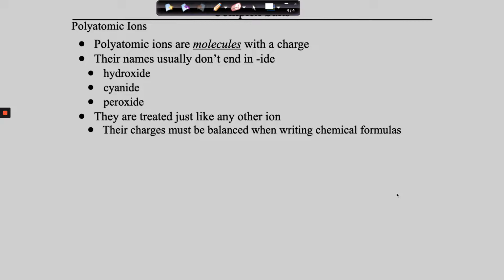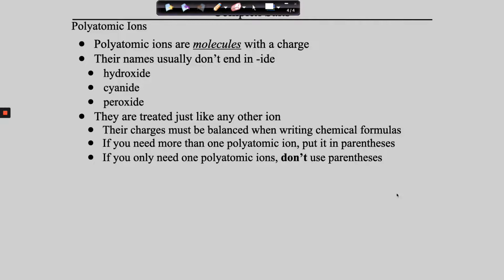When we write their formulas, we're still balancing charges. Guys, here's the deal. If you only have one, this is not going to mean anything to you, but I'll show you an example. If you have more than one polyatomic, you've got to put it in parentheses, and I'll show you why in just a minute. And if you only need one, don't put it in parentheses.